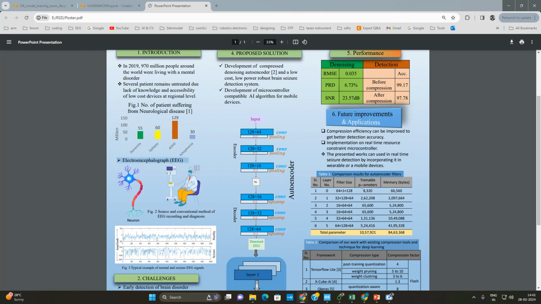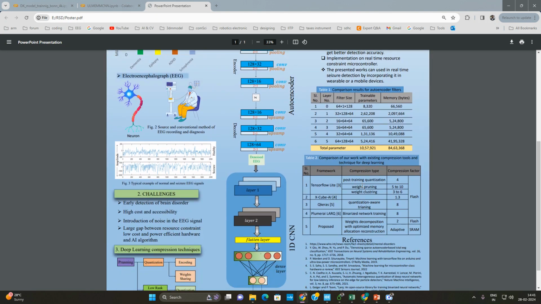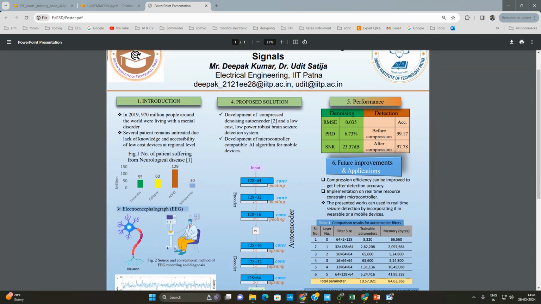Now you see here in table 2 we have compared this work with existing work. In the future improvement and application, as I discussed, we are targeting wearable devices. So it can be easily integrated with wearable devices. Once it is implemented on the hardware, it will help many such patients suffering from this.